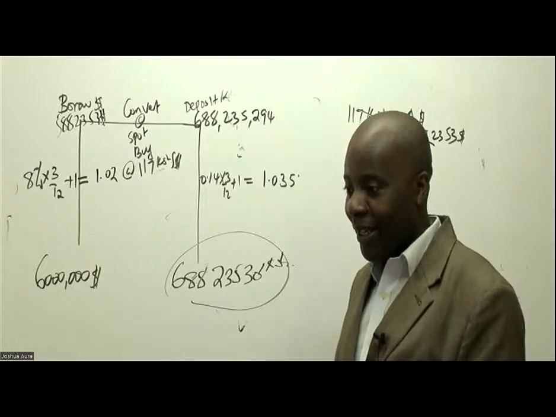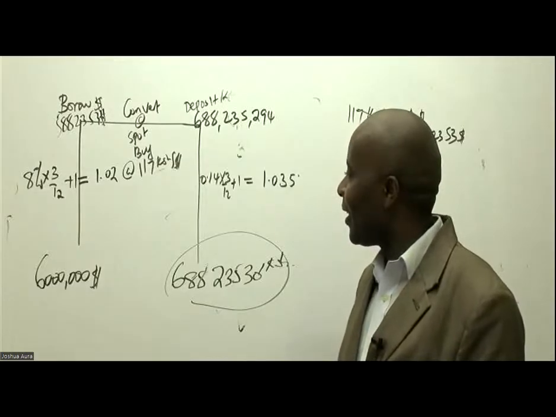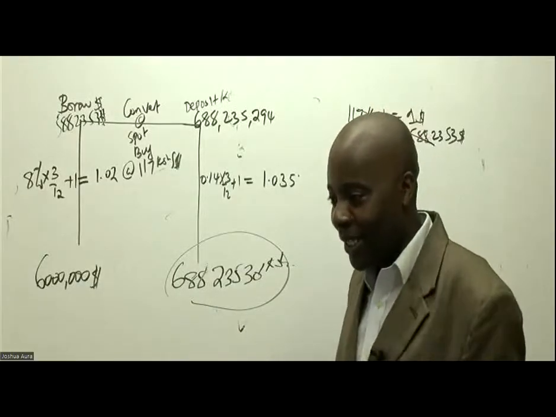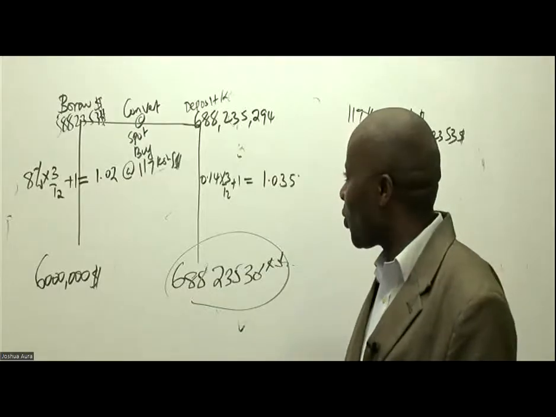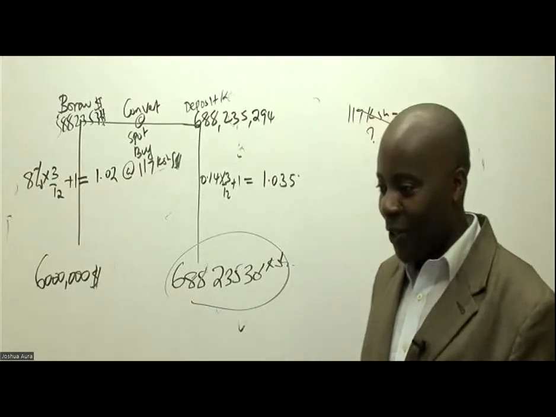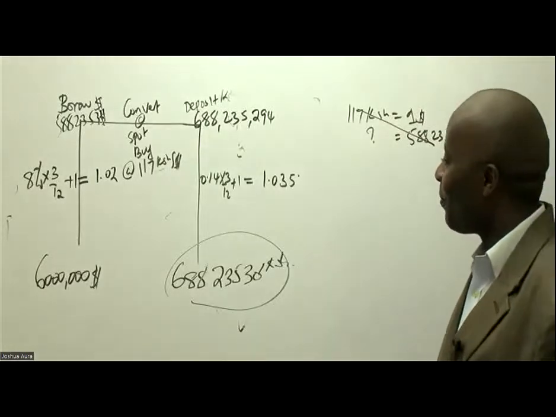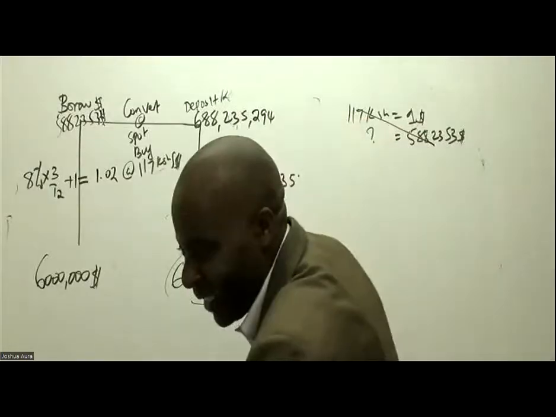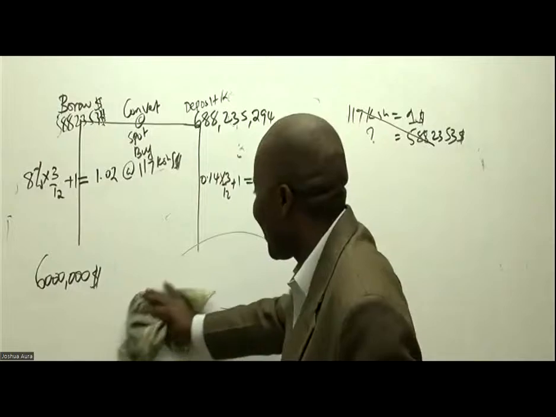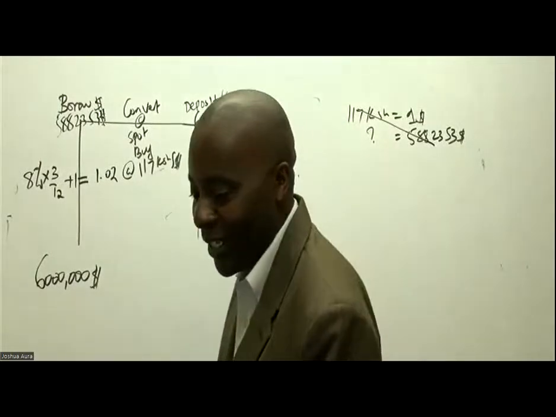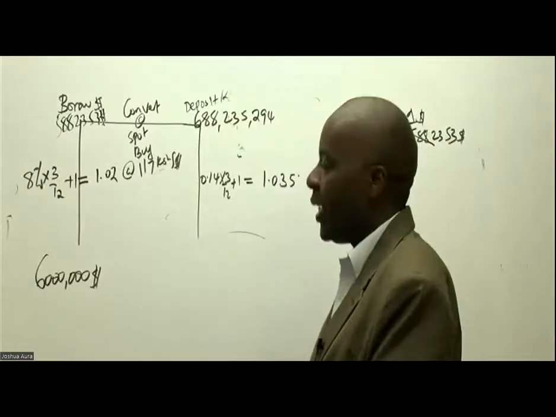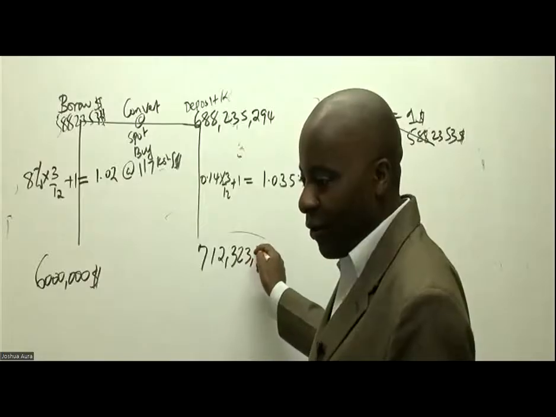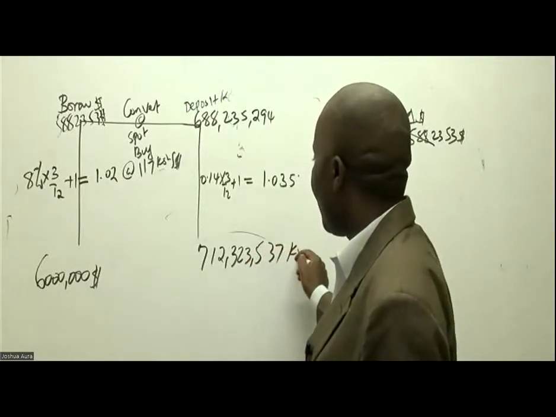Lily has come up with a different figure. Even Naomi is getting a different figure. So who should I trust? When you multiply it down, I'm supposed to be getting 712,323,537 Kenya shillings. Thank you very much.